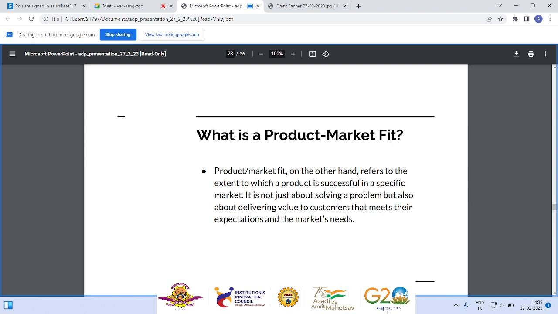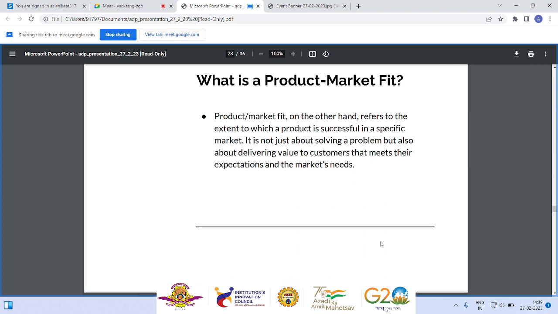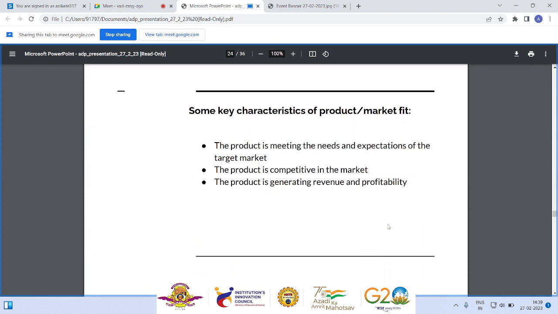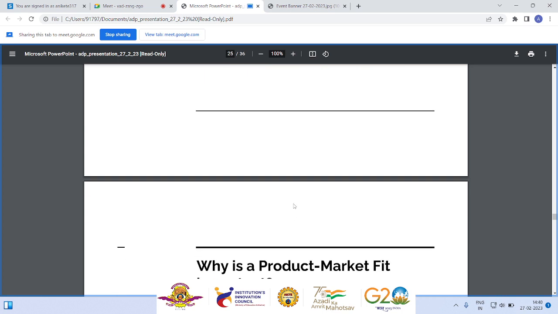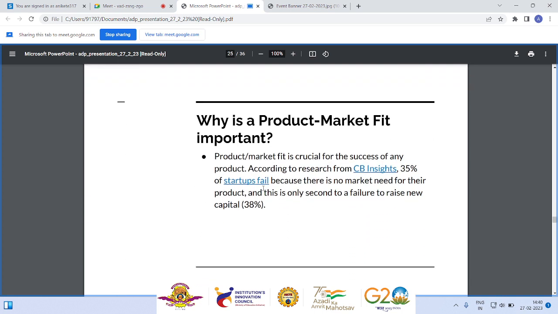So product market fit refers to the extent to which a product is successful in a specific market. It is not only about solving a problem, but also about delivering value to customers that meets their expectations and the market needs. So what are the key characteristics? The product is meeting the market needs of the target market. The product is competitive in the market, and the product is generating revenue and profit for me, definitely. So these are the things that you have to take into consideration.